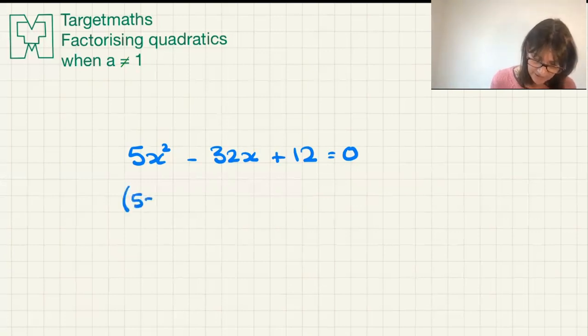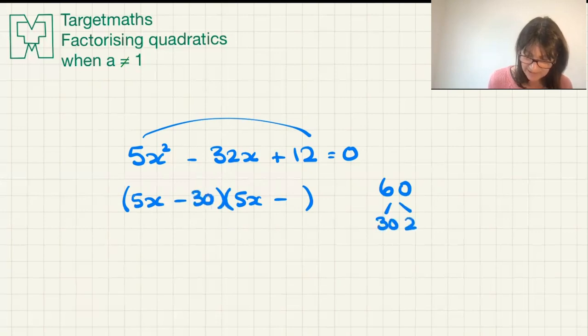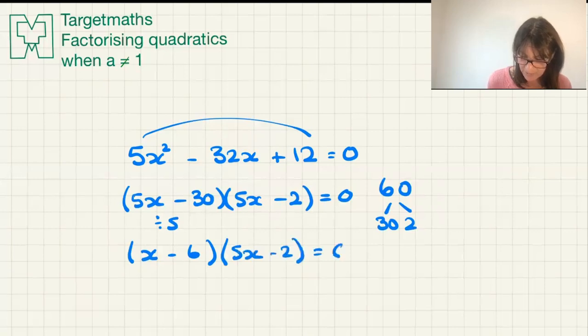Okay, so we've got 5x, 5x. I've got neg pos, so it's neg. 5 times 12 is 60. I want to make 32, so it's going to be 30 times 2. Doesn't matter which way around I stick it in. That equals 0. And then I'm going to divide that one through by 5. That's going to give me x minus 6. Nothing I can do on that second one. So 5x minus 2 equals 0. I want to go on and solve that. So I've got x equals 6. And I've got x equals positive 2 over 5.